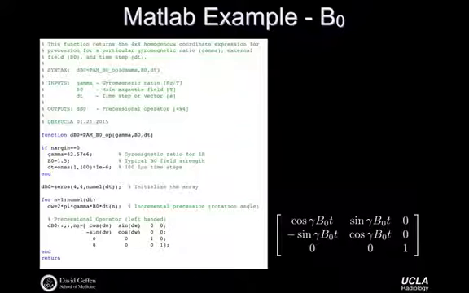So what does that look like? Well, I could do this business here, which is just to say if I don't hand in any input arguments, let's just go ahead and define some defaults. So I give myself the gamma for protons. I pick that B0 is 1.5 T, and I choose to simulate for 100 1 microsecond steps. Seems like a good start.